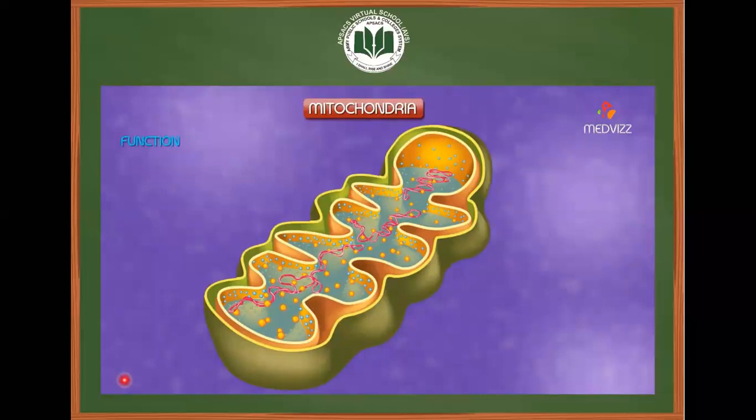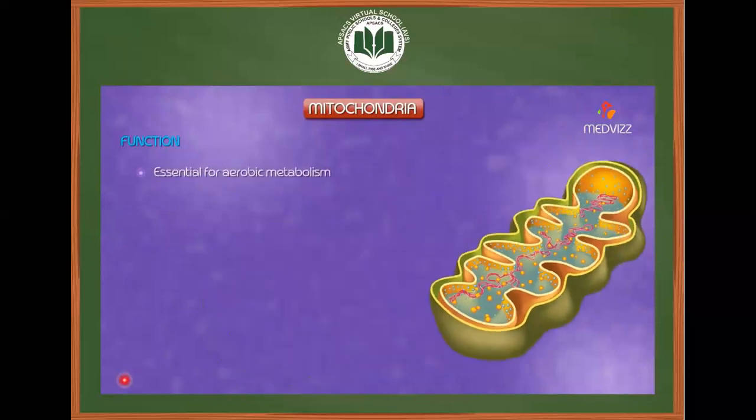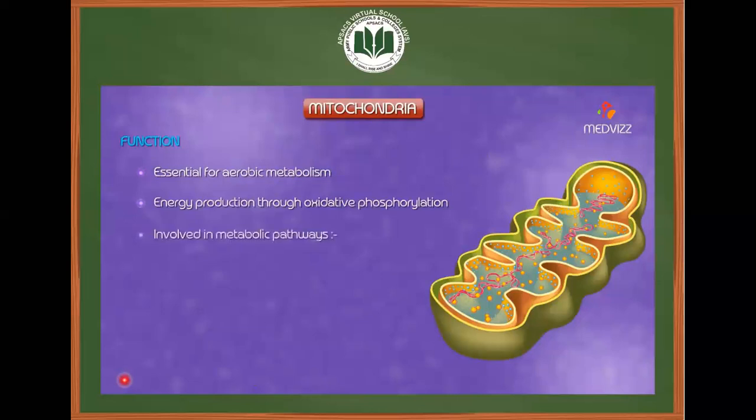Function. Mitochondria are intracellular organelles that are essential for aerobic metabolism and energy production through oxidative phosphorylation, which is accomplished by the respiratory chain. However, mitochondria are not only the ATP-producing powerhouses of the cell. Mitochondria are involved in several other metabolic pathways, including beta oxidation, the Krebs cycle, and the synthesis of iron-sulfur clusters.